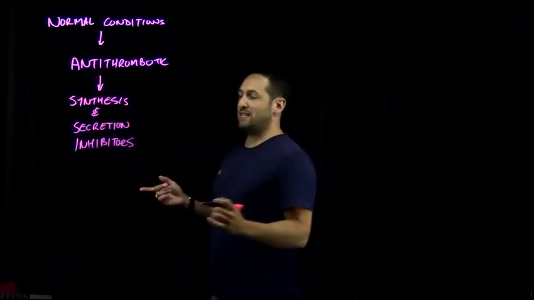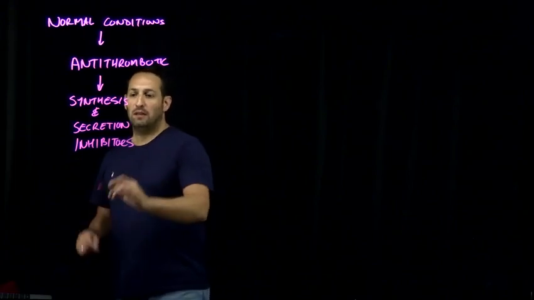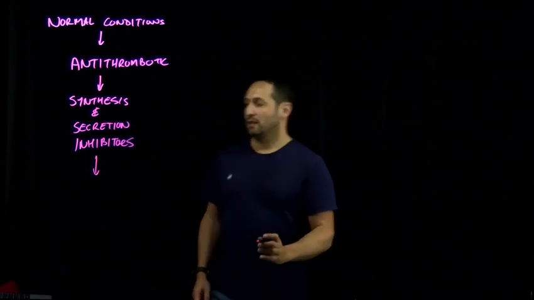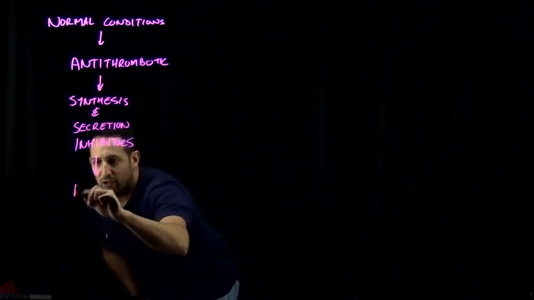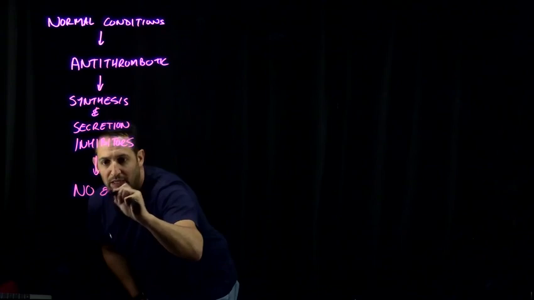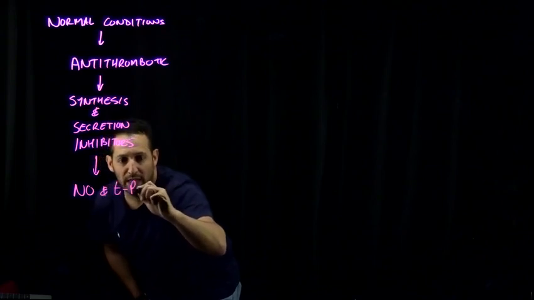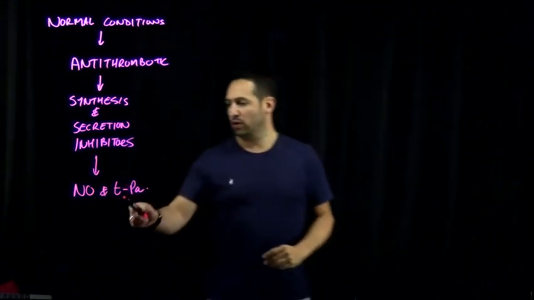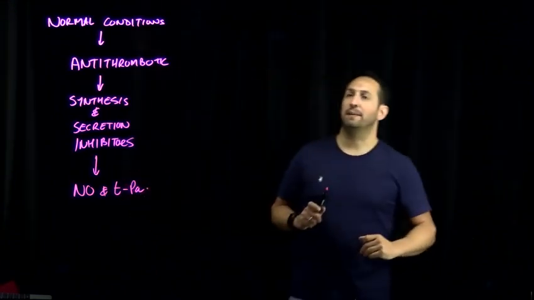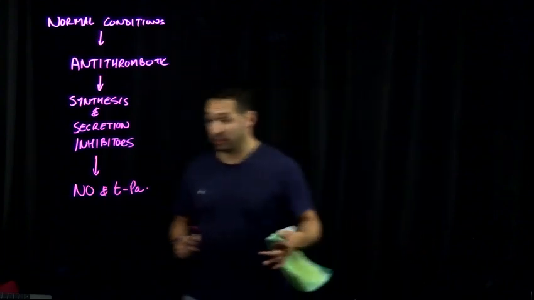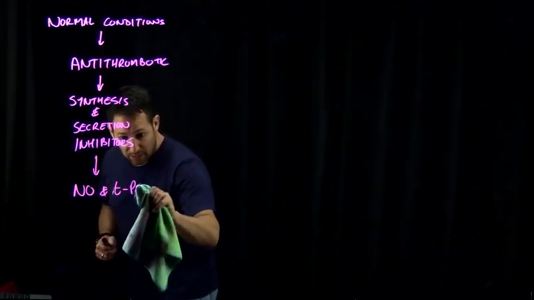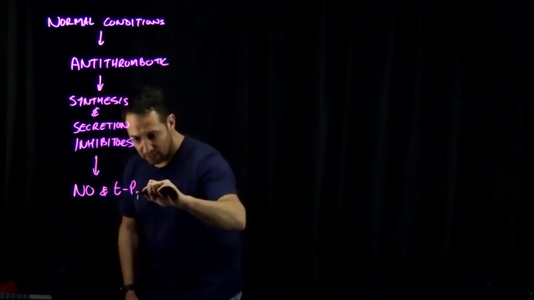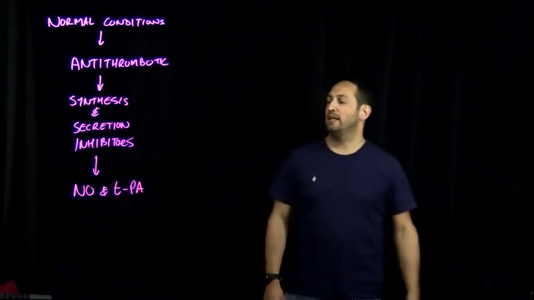Okay, so what are these? Largely, these are going to be nitric oxide and something called TPA, which stands for tissue plasminogen activator. Sorry, I just sold you a dummy then, because this should be a capital A. TPA. Okay, little t, large P, large A.